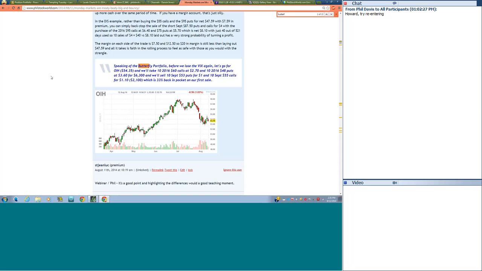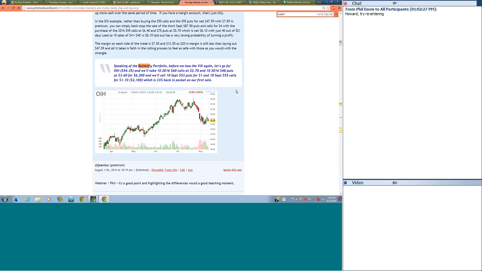Okay, so here's the actual trade that Burr is talking about. Speaking of the butterfly portfolio, before we lose the VIX again, that's what I meant by that. Before the VIX goes lower and we don't get as good a premium, let's go for OIH, which was 54.35. It's actually worse today. These little charts update on a regular basis. And we'll take 10 2016 calls at 270. So he took the $60 calls way up here. They're only for protection, to preserve the margin requirement of the trade. That's the only reason they're there.